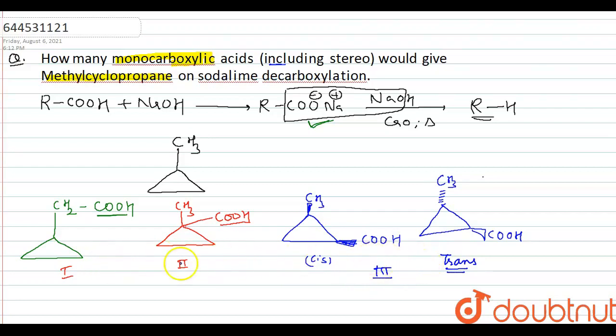So the total number of carboxylic acids present on the screen: the first carboxylic acid and second carboxylic acid can be stereo, so it will be 1 and it will be 1, and this compound will be 2 because it will be present in cis and trans form. So our answer will be 4. Total 4 carboxylic acids would give methyl cyclopropane on soda lime decarboxylation. Thank you.